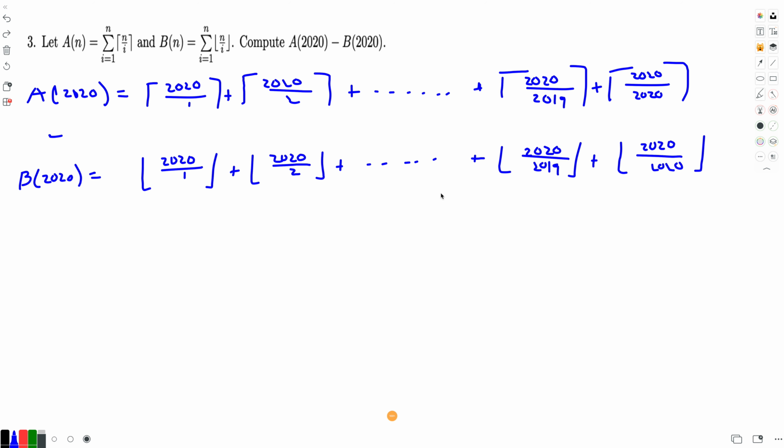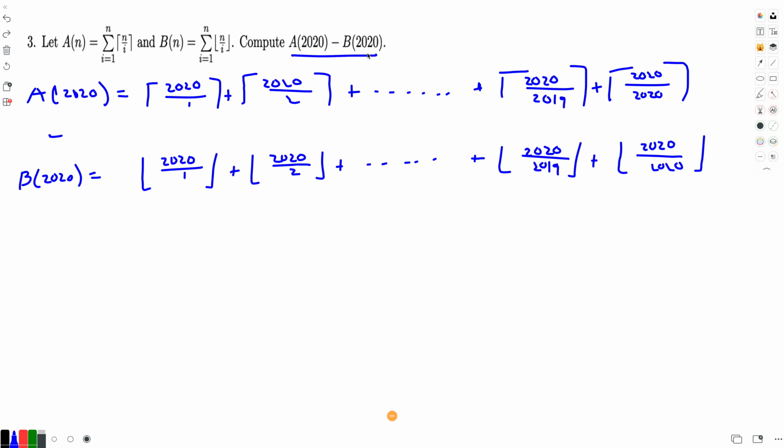Alright, next, let's think about any other number. So let's say we have 2020 over 7, which 7 is obviously not a divisor of 2020. The ceiling function will return the integer just above 2020 over 7, and the floor function will return the integer just below 2020 over 7. So in total, the floor and ceiling function will differ by 1. Therefore, when we do the subtraction, for every denominator that's not a divisor of 2020, we're going to have a net gain of 1 for our expression. So with that in mind, let's proceed.